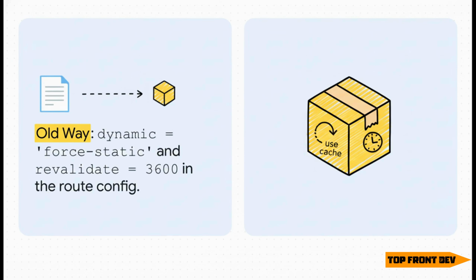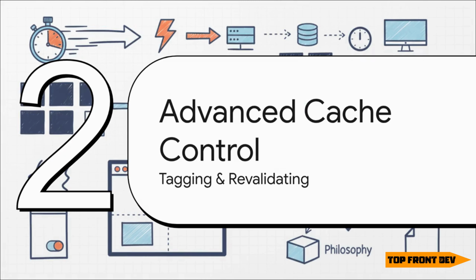So what does that mean for your old code? Well, remember, export const dynamic equals force static that you used to put in your route config. Now you just pop use cache right inside the page component itself. And that old export const revalidate, that's now handled by a new cache life function, which keeps the logic right next to the data it's actually controlling. It's much cleaner.